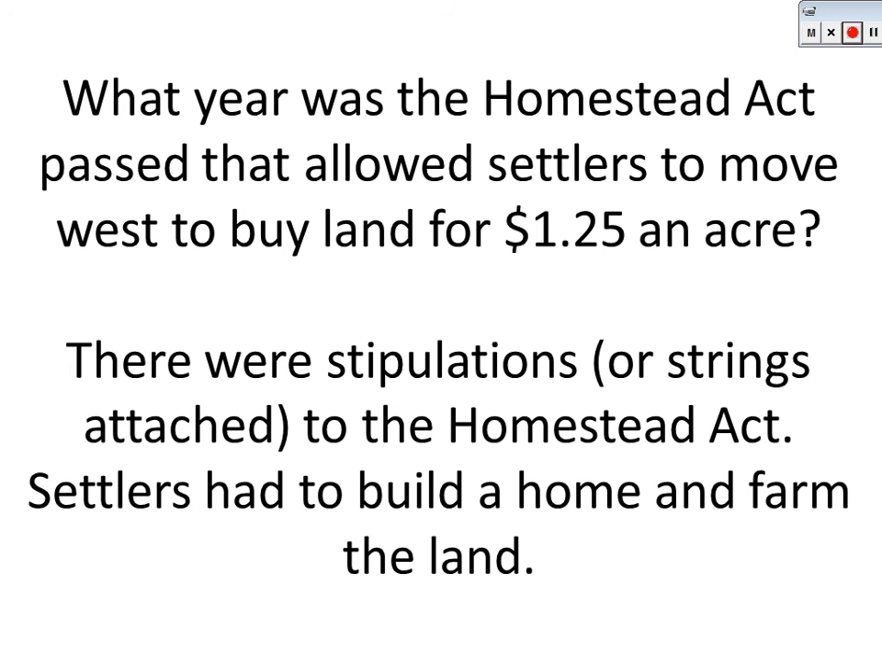What year was the Homestead Act passed that allowed settlers to move west to buy land for $1.25 an acre? There were stipulations or strings attached to the Homestead Act. Settlers had to build a home and farm the land.